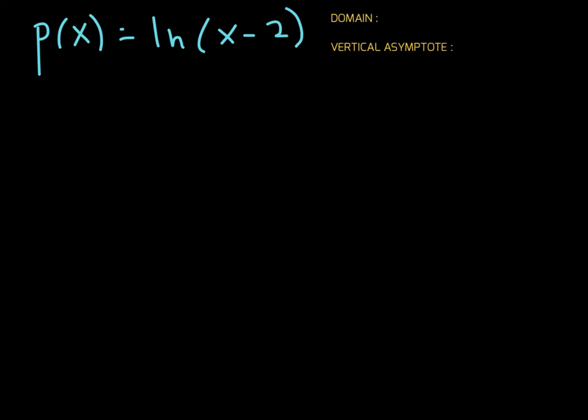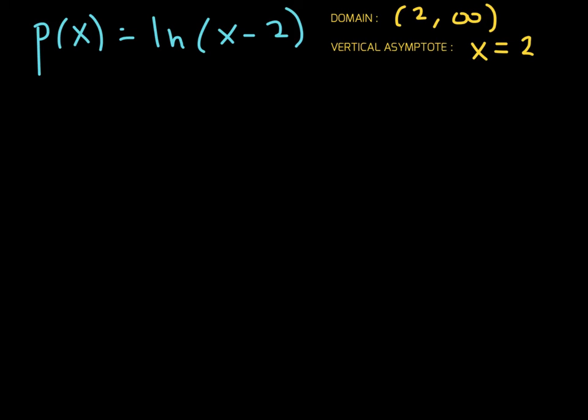All right, how about P of x is equal to the natural log of x minus 2. Now, we looked at this function earlier. That is the number 2 there. We determined its domain and vertical asymptote already. We determined that the domain is from 2 to positive infinity. The equation that defines its vertical asymptote is x equal to 2. All right, cool. We already found those 2 things out.